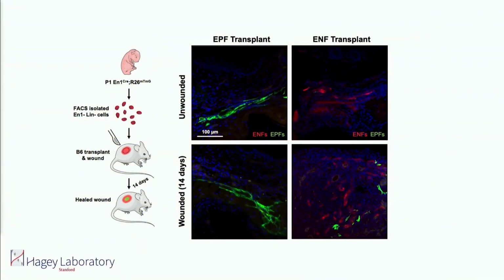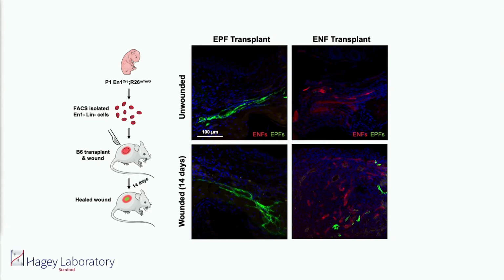And I'll remind you that engrailed negative fibroblasts are the predominant type of fibroblasts during the embryonic period where scarless healing occurs. So we wondered, would ENF-mediated healing also be regenerative? The first step is just to see what ENFs and EPFs do in wounds. So we fractionated ENFs and EPFs by flow cytometry, in red and green respectively, and then transplanted them into the dorsal skin of Black 6 recipient mice.